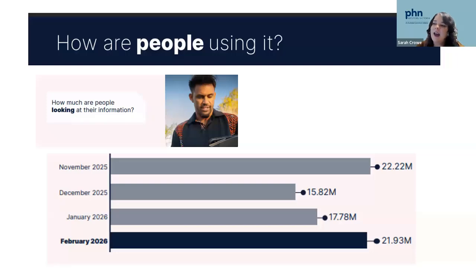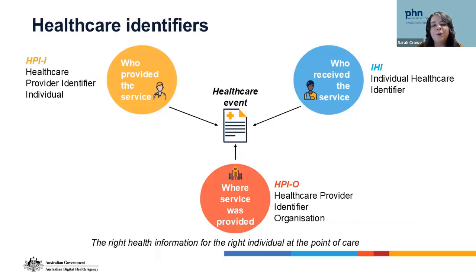So now to get to the nitty gritty, and I promise I'm not going to get into the boring stuff for too long, but I think it's important to understand what healthcare identifiers are. Healthcare identifiers is a national system that supports information sharing by accurately identifying the healthcare recipient, so the patient, the healthcare provider, and the organisation at which that happened. So each of those different people have a healthcare identifier number, and that's how we authenticate that it is the right person receiving the care, delivering the care, and uploading the information and where that was done.